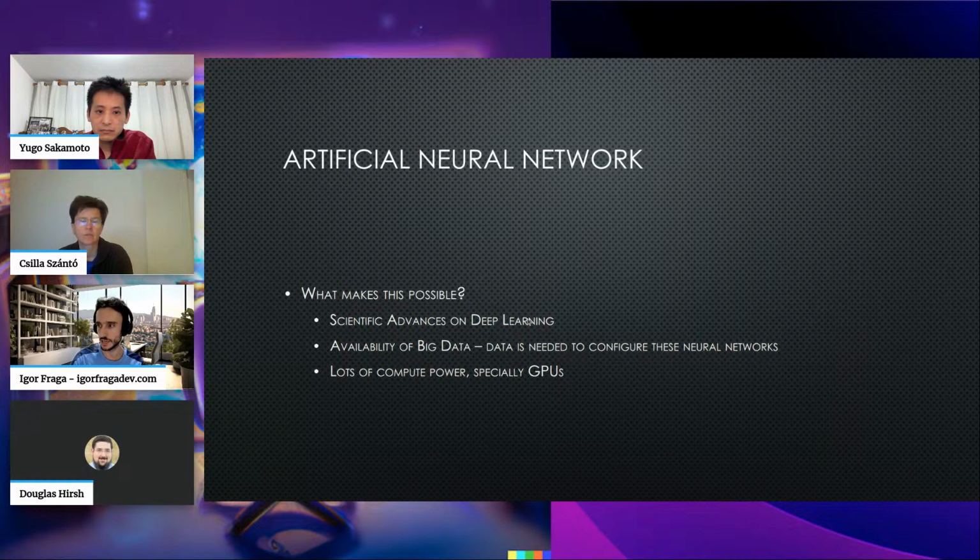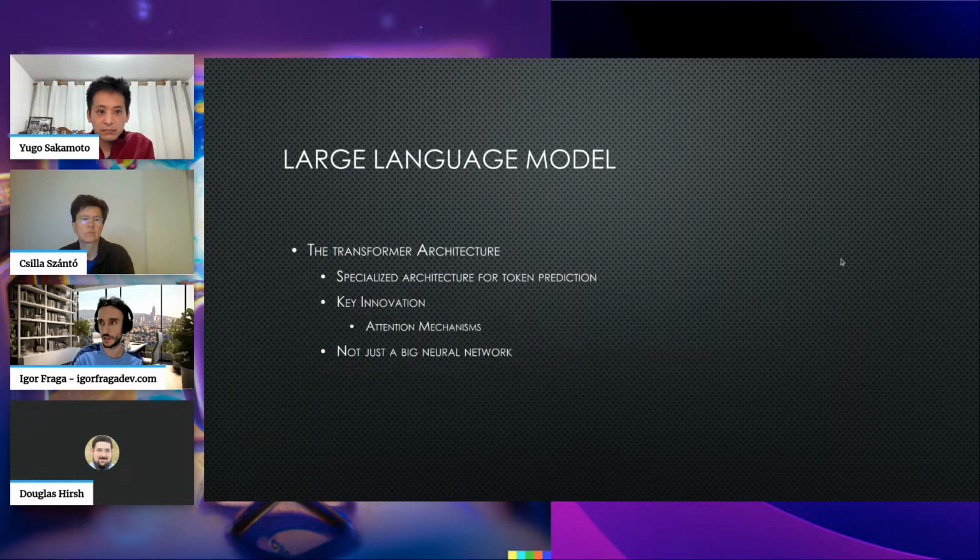Deep learning has evolved. The availability of big data, we need lots of data to configure these neural networks, and especially lots of compute power, especially GPUs. And this is where NVIDIA is doing a hit right now, because we didn't have all of these three elements in the past as complete as we have right now, but the idea has been around for a while.